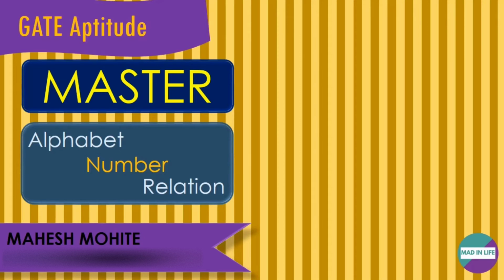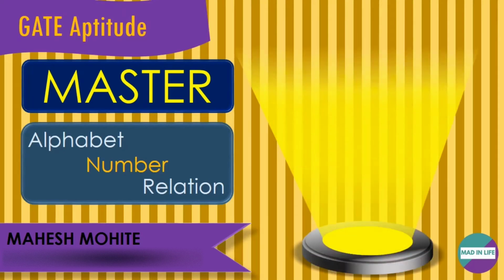In this video, you will master alphabet number relation. This is the most common question that is seen in GATE examination. What you will see is you will learn the alphabet position and their number. There are 26 alphabets and corresponding 26 numbers.